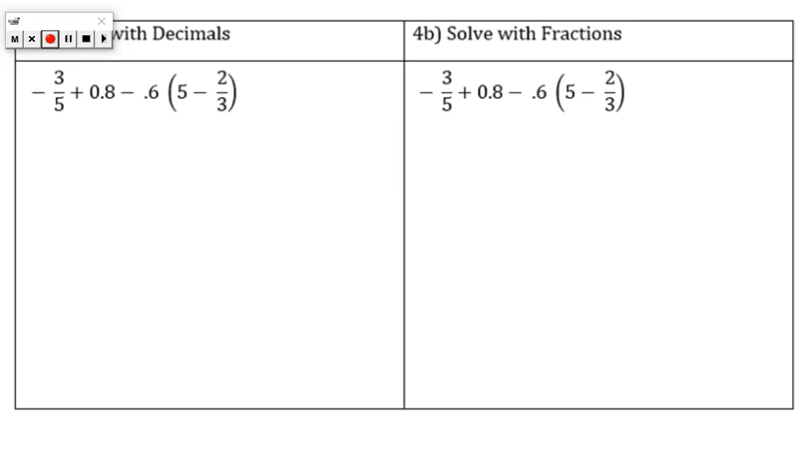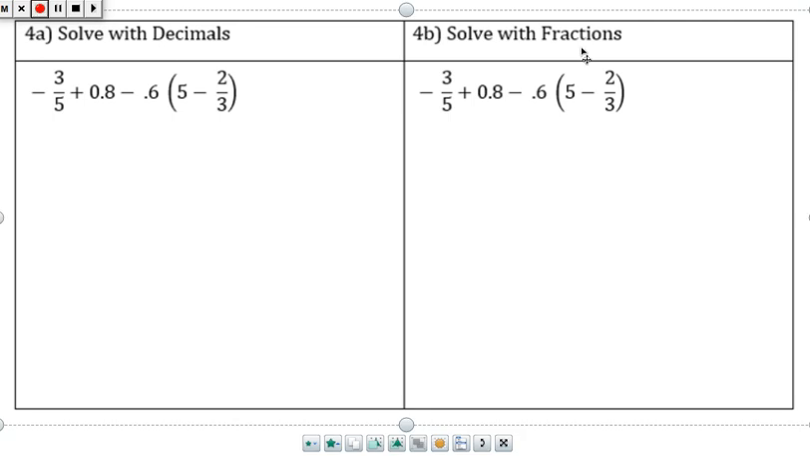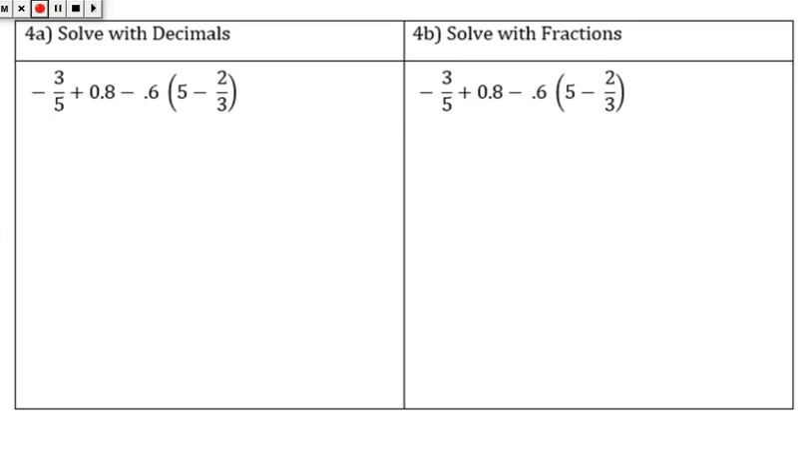Alright, so let's look at this second problem that we have. We clearly have the same problem here with the decimal side and with the fraction side. We're first going to look and try to solve it with some decimals. Alright, no problem. We're going to change our fractions all to decimals. However, I notice there's going to be a problem.